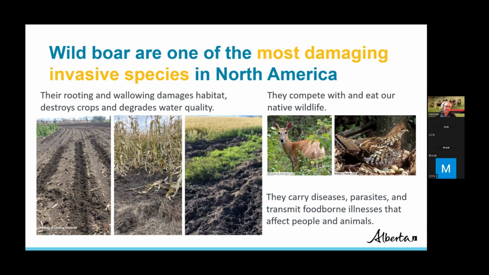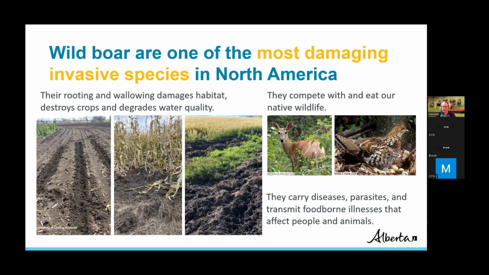So we have evidence of wild boar coming in after seeding and consuming the seed. And then also right at the end of the plant's life cycle, a lot of folks in Alberta feed their cattle through standing corn over the winter, and wild boar like that as well because it provides them a food source and a habitat for the winter.